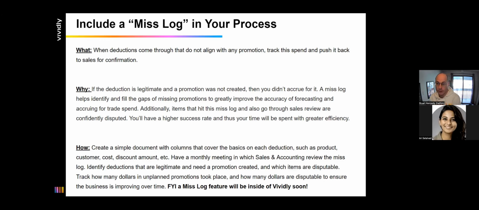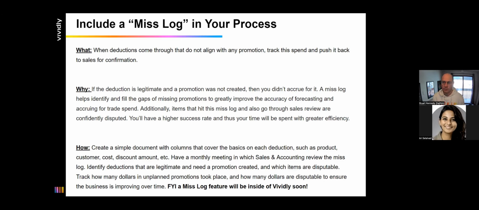Now, the other side of the coin here is, as you reduce the miss log and as you're having these interactions between these departments, verifying, hey, did you just forget to create a promotion, or is this deduction potentially illegitimate? This allows you to be significantly more successful with disputing. You're only spending time on the deductions that really have a lot of evidence for potentially not being legitimate. So you can really lean into those, spend a lot of time on them, beat UNFI over the head with follow-ups, whatever it may be, and get those back.